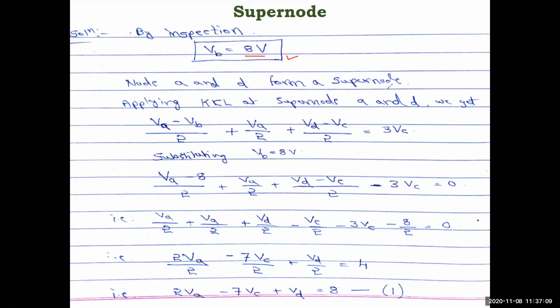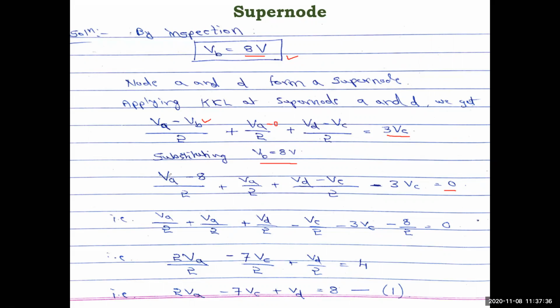Then A and D form a super node, and applying KCL at the super node, that's what I told you: VA minus VB by 2 plus VA minus 0 by 2. It is VA by 2, okay, because ground potential, no. And VD minus VC by 2 is equal to 3VC. So just substitute VB as 8 volt where we have VB here, right? So VA minus 8 by 2, VA by 2 plus VD minus VC by 2. This 3VC will take to the left side. It will become minus 3VC equal to 0.